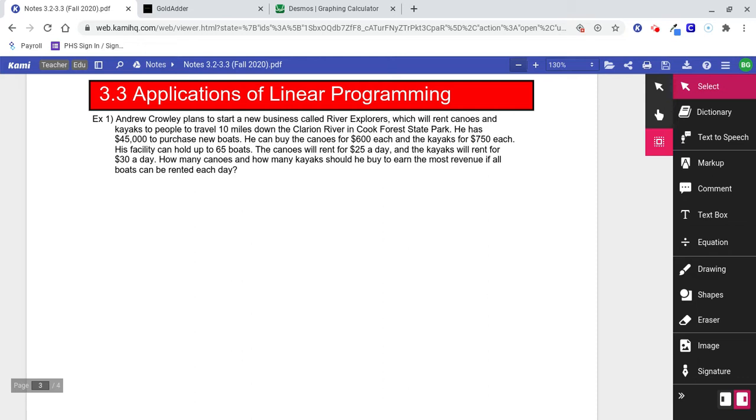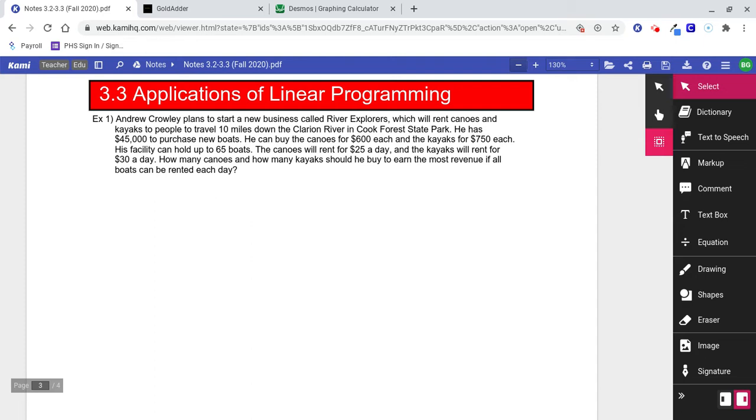Example 1. Andrew Crowley plans to start a new business called River Explorers, which will rent canoes and kayaks to people to travel 10 miles down the Clarion River in Cook Forest State Park. So you can already see there's a lot of extra information that's not needed. So make sure, when you read it through a second time, try to filter out all the non-essential info.